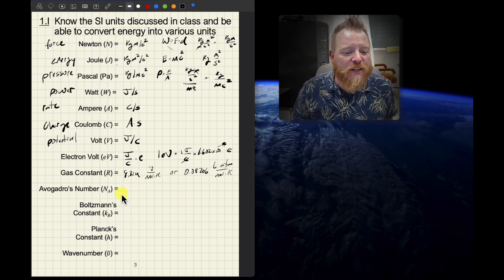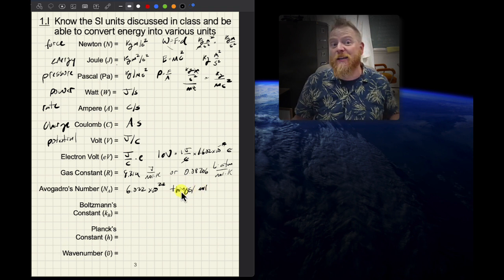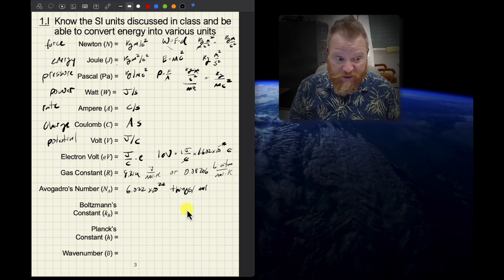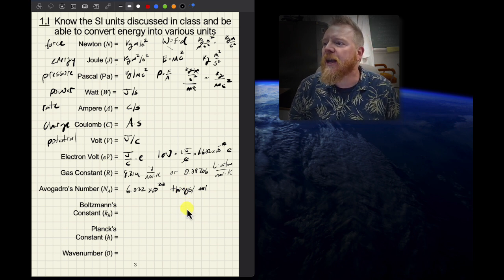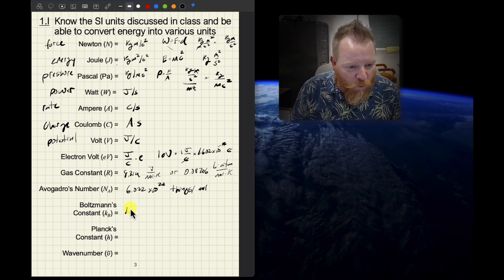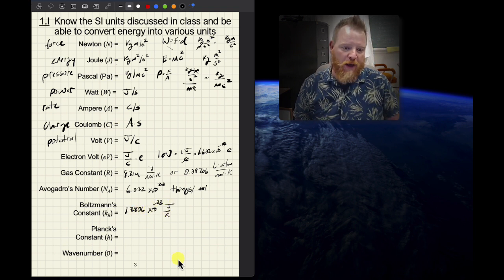Avogadro's number, hopefully you remember that: 6.022 times 10 to the 23 things per mole. I say things because it could be electrons, atoms, whatever you want. It's just a number. Okay, so Boltzmann's constant has the number 1.3806 times 10 to the minus 23 joule per Kelvin.